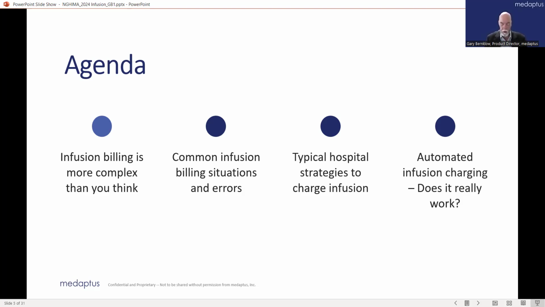So today we're going to cover why IV coding is much more complex than you might realize. We'll take a look at some common coding and billing mistakes, look at the common strategies used by organizations to address those problems, and finally take a look at a new option that has become available in the last several years: automating IV coding directly from your existing documentation.